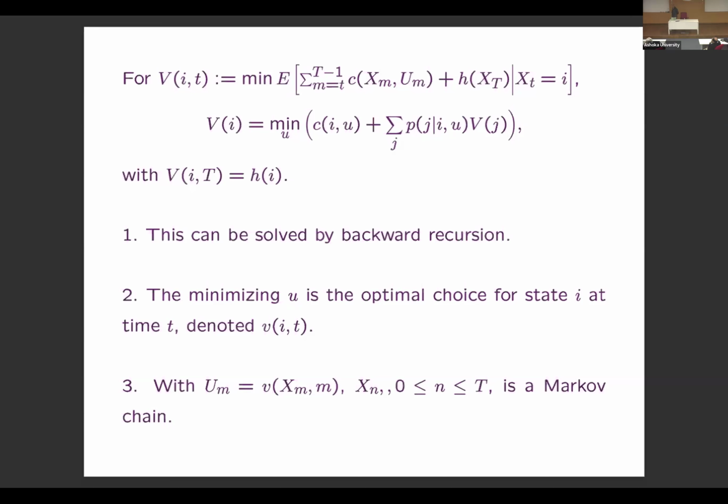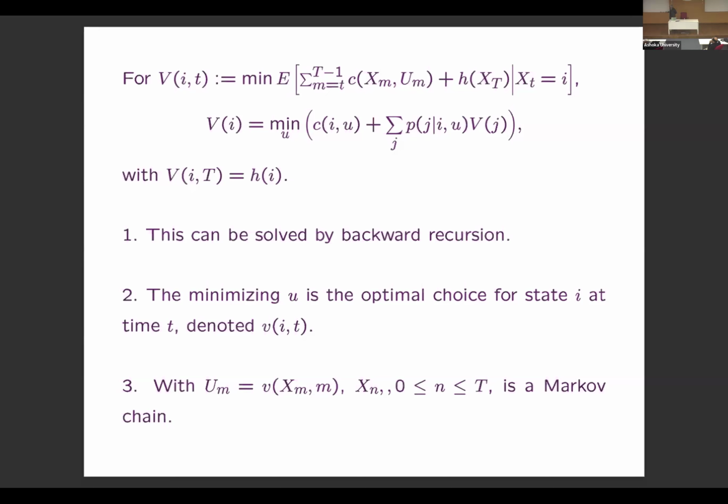That's easy to prove. If the minimum is attained at u i comma t, say, then v of i comma t is, without the minimum, c of i comma u i,t plus the sum over j of p of j given i comma u i,t times v of j comma t plus 1. That's a linear equation. Recurse it backwards, you get the total cost for that control. For any other control, there will be an inequality, so you cannot do better. That's the proof.